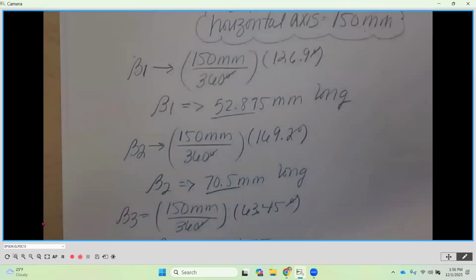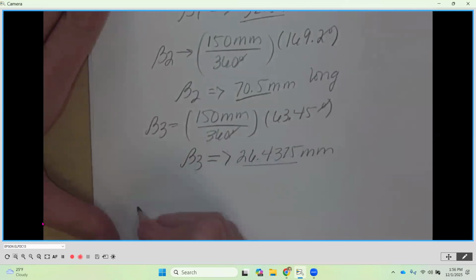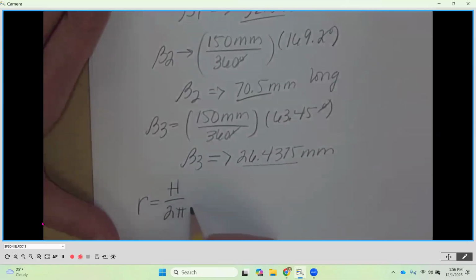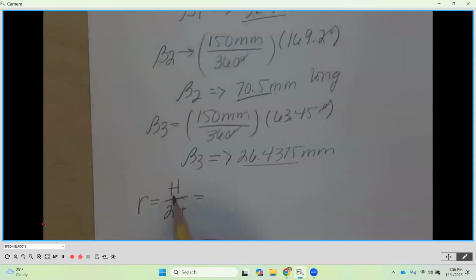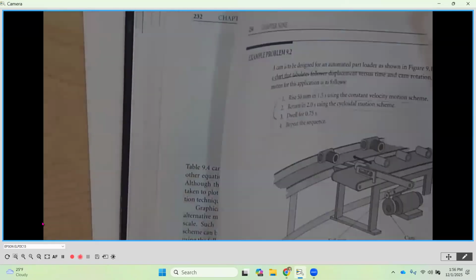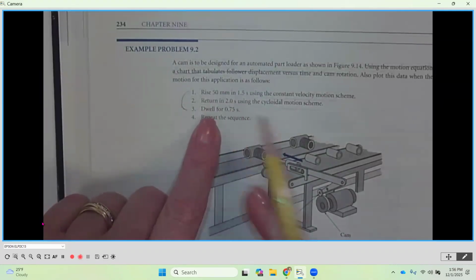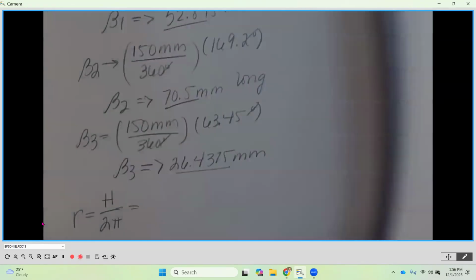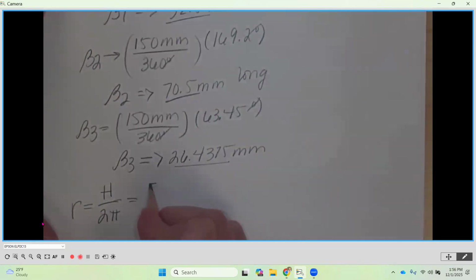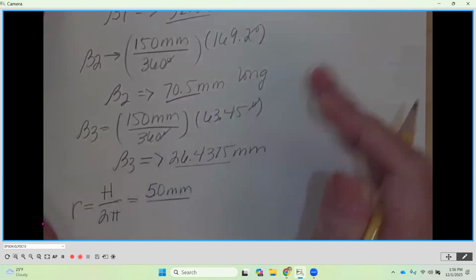So for our example, let's write out our radius of our cycloidal motion: it is going to be the height divided by 2 pi. Now, the height is the distance that we rise or fall. It doesn't matter if it's up or down. And that total distance from that problem was 50 millimeters. We rose 50 millimeters and then it says here we return, so we go right back down a total of 50 millimeters. So this H is going to be 50 millimeters.